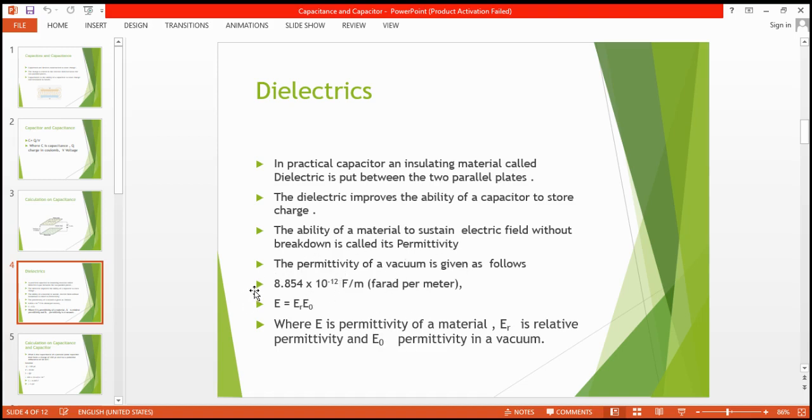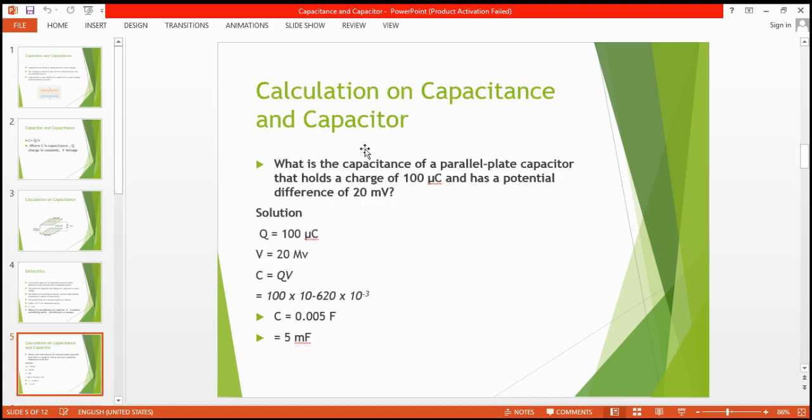So permittivity is a very important, crucial aspect of this material that helps to store charge. Then in slide 5, we see a small example where we illustrate how to calculate the capacitance of a capacitor.